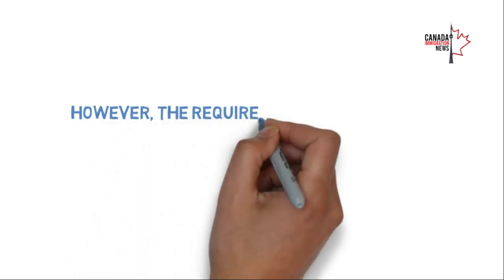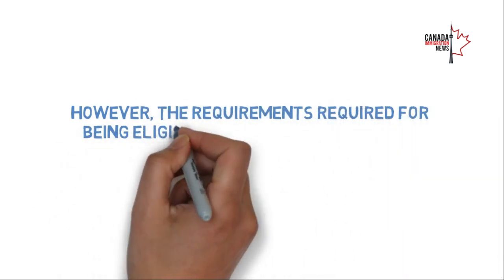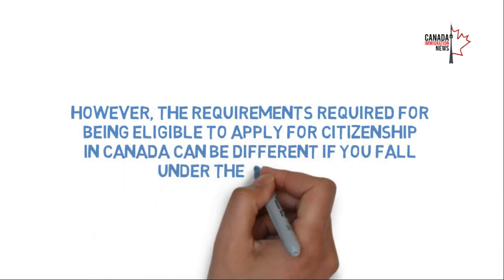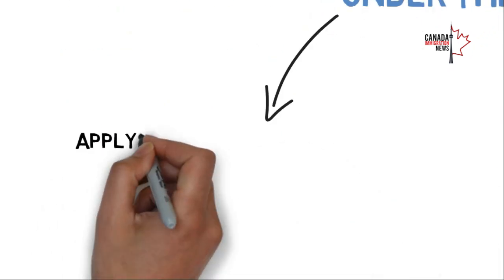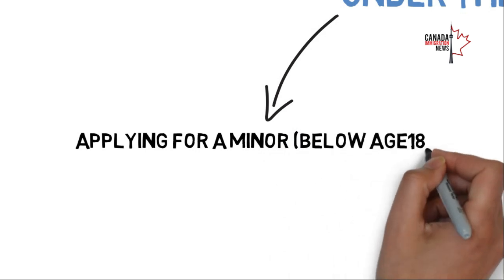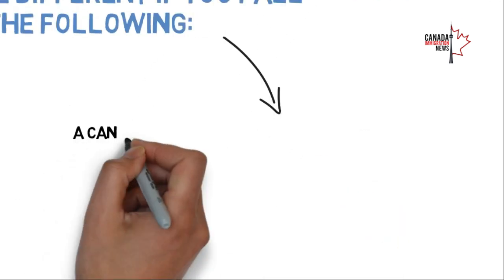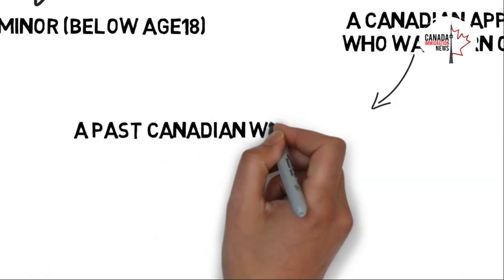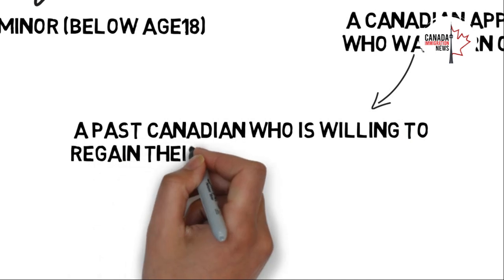However, the requirements for being eligible to apply for citizenship in Canada can be different if you fall under the following. Applying for a minor below age 18. A Canadian applying for their adopted child who was born outside Canada, or a past Canadian who is willing to regain their Canadian citizenship.